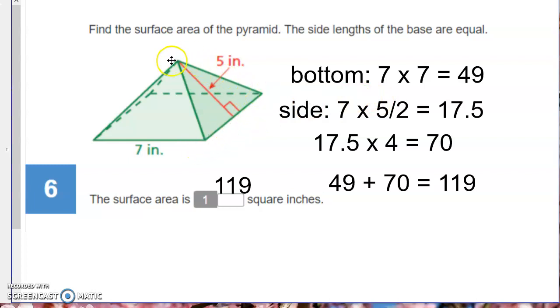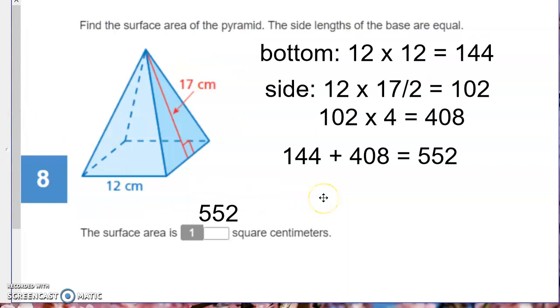Now, to find the area of the side, you see that the side is in the shape of a triangle. The formula for a triangle is base times height divided by 2. So my base here is 7, my height here is 5, and then I divide that by 2, which gives me 17.5. That means each of those 4 triangles going around is also 17.5, so I just multiply 17.5 times 4, and that gives me 70. So then to find the total surface area, I just have to add the bottom, 49, plus the side, 70, and that gives me 119 square inches.